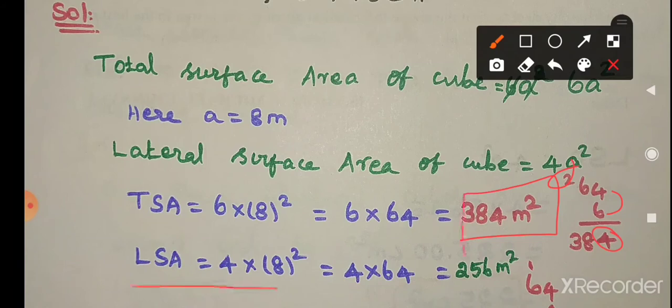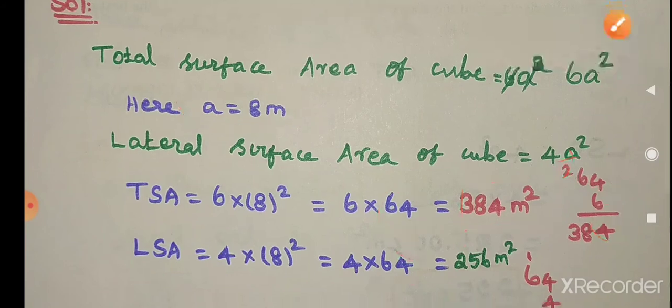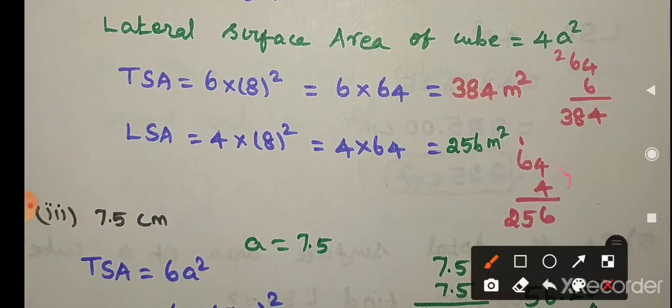Then LSA. So 4 into that same a square, 8 into 8, which we already know is 64. So we have 4 into 64. 4 into 4 is 16, here 1, here 6, 4 into 6 is 24 plus 1 is 25, so 256 meter square. The TSA is 384 meter square. The LSA is 256 meter square. That's it. Then question number 3.